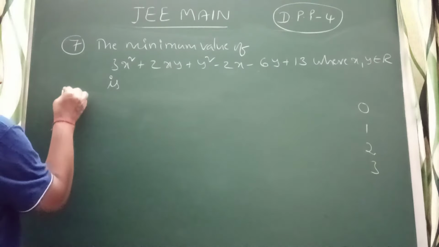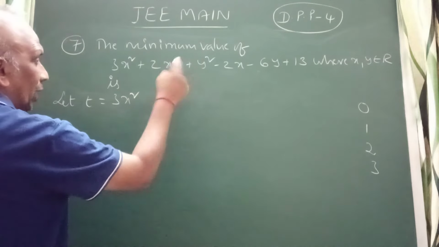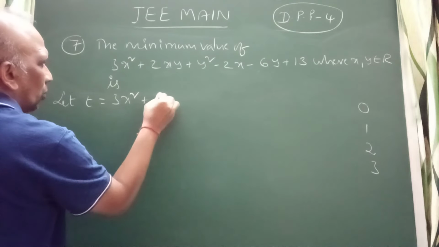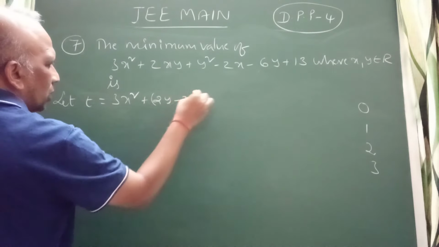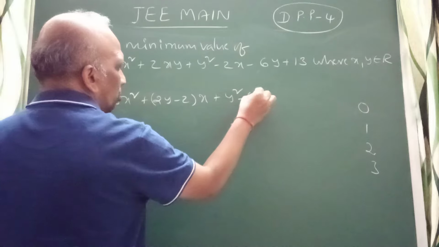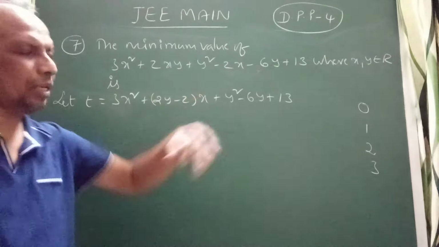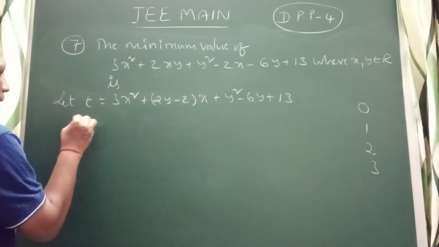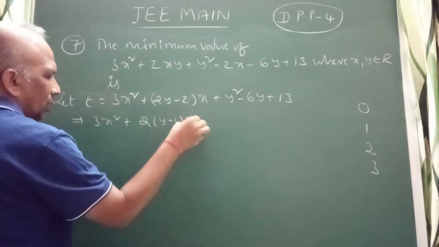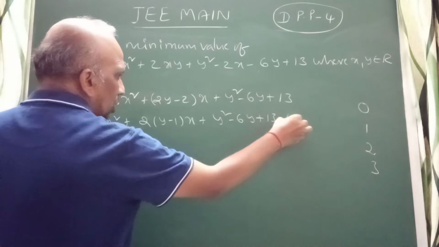Then I can consider, let t be equal to this expression. I can write 3x², and from this, make it quadratic in terms of x. I can take x common here. If I take x common, it will become (2y − 2)x, right? Plus, I can write y² − 6y + 13, the remaining terms. Now this one I can write as 3x² + 2(y − 1)x, taking 2 common, plus y² − 6y + 13 − t.